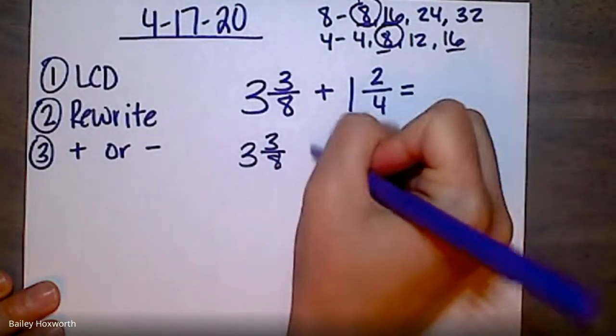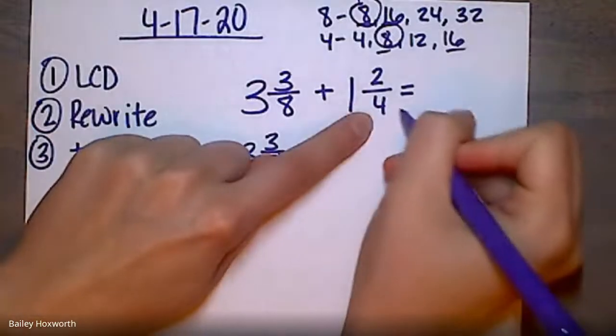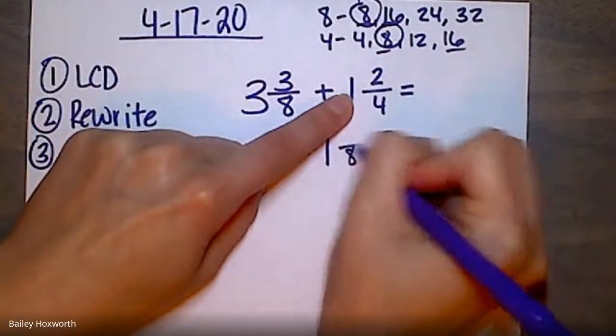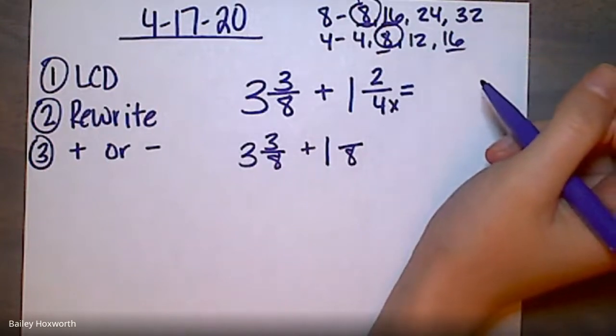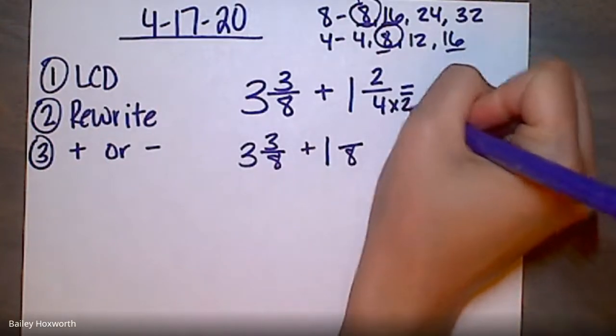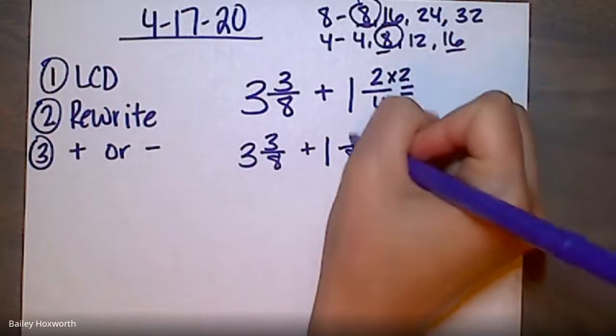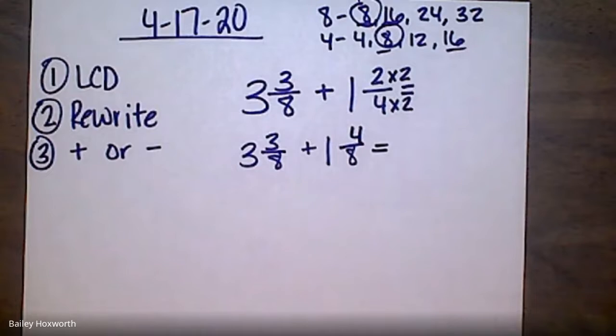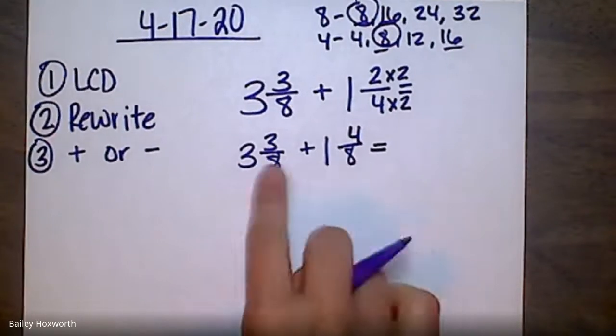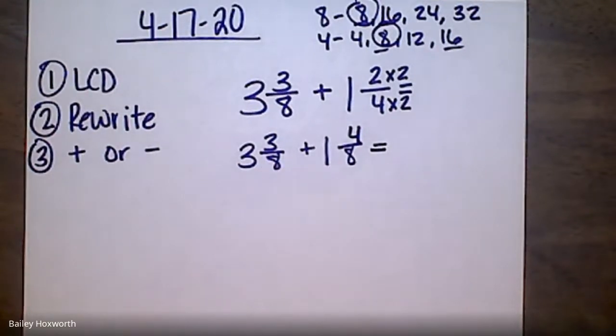Okay, now I know I need to add 1 and something eighths. How many times did I multiply 4 to get 8? 2 times. And whatever I do to the bottom, I got to do to the top. So now I have it. I have rewritten my fraction. I have common denominators. I just need to add across now.